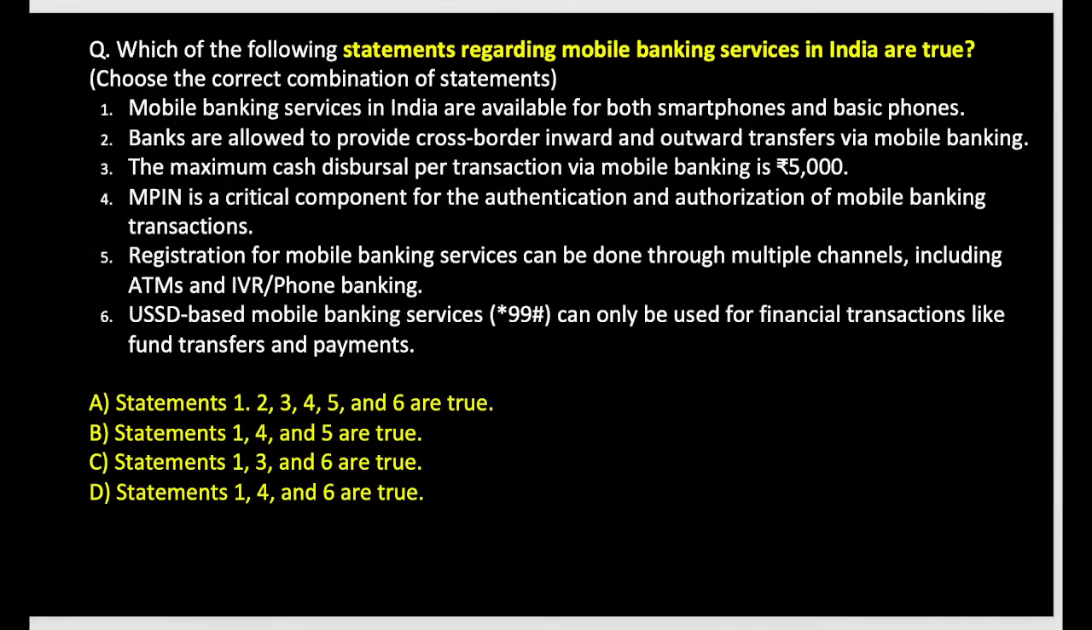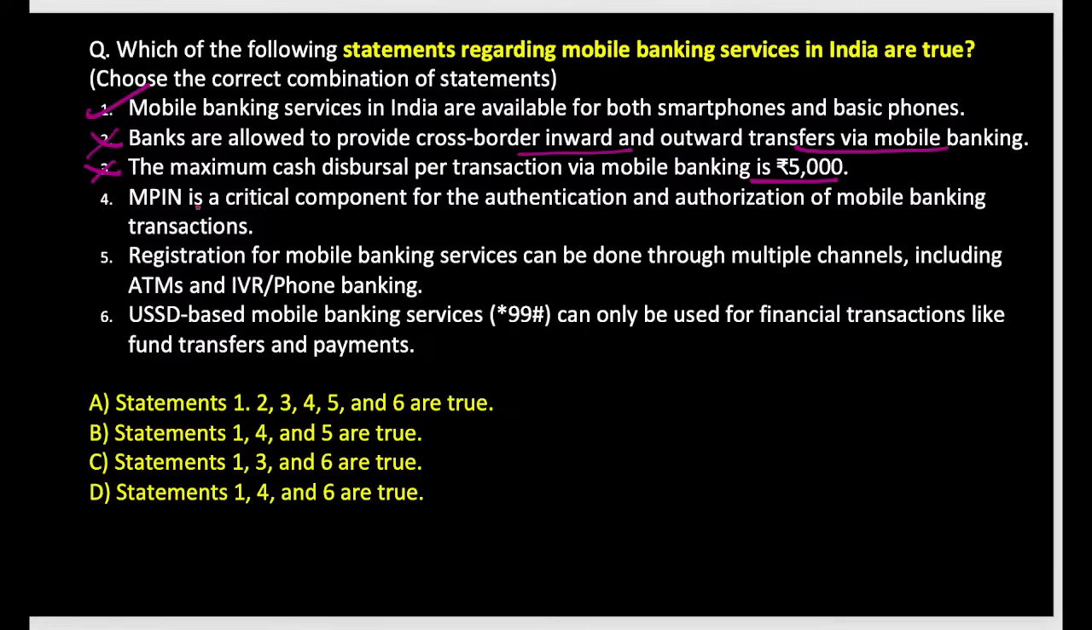So first question. First statement: mobile banking services in India are available for both smartphone and basic phones. Yes. Second statement: banks are allowed to provide cross-border inward and outward transfer by mobile banking. No, by mobile banking it is prohibited. Internet banking or branch banking it will be allowed. The maximum cash disbursal per transaction by mobile banking is 50,000. No, we can do it for more than this also.